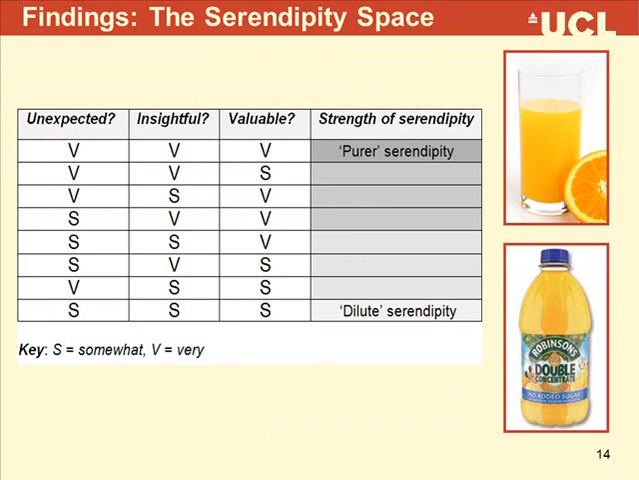Based on the amounts of unexpectedness, insight, and value perceived to be involved in the experience, some experiences can be considered more serendipitous than others. For example, those which are considered to be very unexpected, insightful, and valuable, the row below the header row in the table, labelled as pure serendipity, can be considered to be more serendipitous than those which are considered only somewhat unexpected, insightful, and valuable, the bottom row, labelled as dilute serendipity. There are also two possible mid-strength mixes.